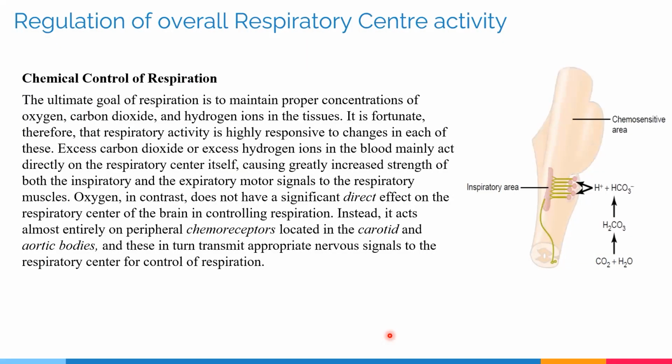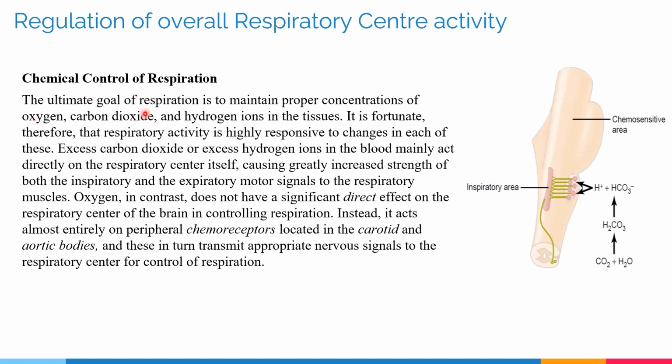Now we will change gear, and after looking at the normal levels of control or regulation on the respiratory system, we will see how external factors are detected by the respiratory center and the respiratory rate changed accordingly. So we will look at the regulation of the overall respiratory center activity. First, we look at the chemical control of respiration.